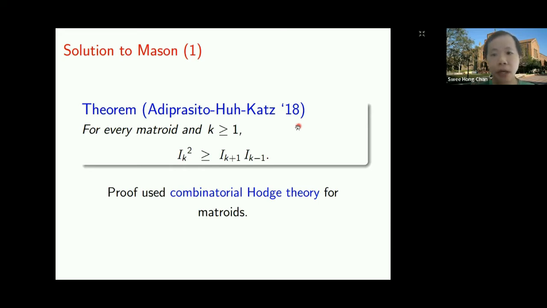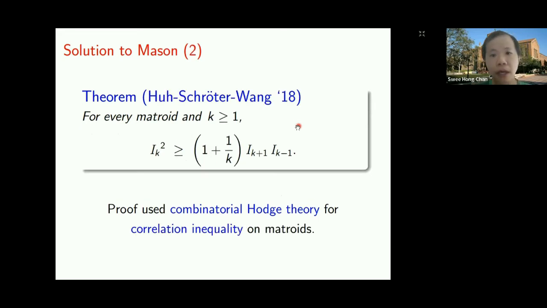This idea was pushed further in the work by Huh, Schröter, and Wang in 2018, where they proved the second Mason's conjecture. The idea here is that rather than working directly with these numbers I_k, they work with another object called the correlation inequality and apply the Hodge theory. And at the end of the day, after the dust settles, this constant 1 plus 1 over k magically falls out of the calculation.